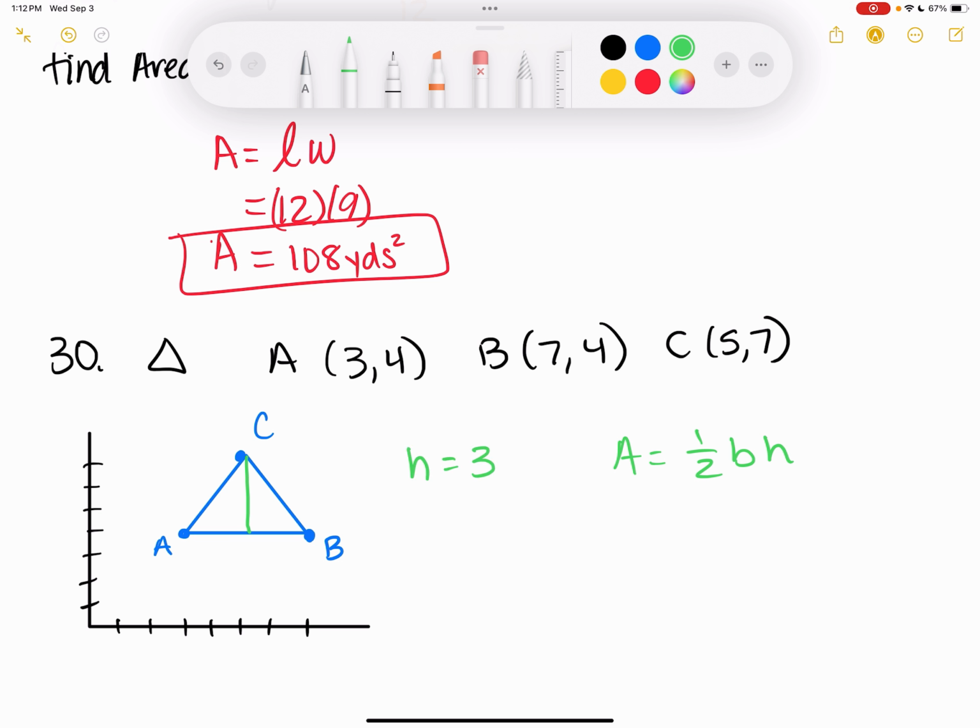And then my base is from here to here. So what is that going to be? 5. 4. 4. 7 minus 3 is 4. It's from 3 to 7. Yep. So then I just plug it in. A is 1/2, 3 times 4. Or 1/2 times 3 times 4. So then that's going to be 6. Half of 4 is 2. Units squared. Yes.